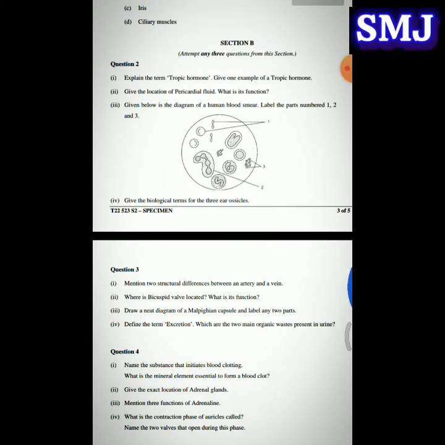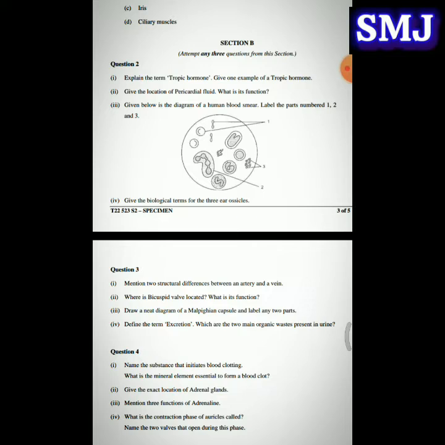Next, section B, in which we have to attempt any 3 questions. The first question. Explain the term tropic hormone. Give one example of a tropic hormone. So the answer is tropic hormones are hormones that have other endocrine glands as their target. The example of tropic hormone is thyroid stimulating hormone.